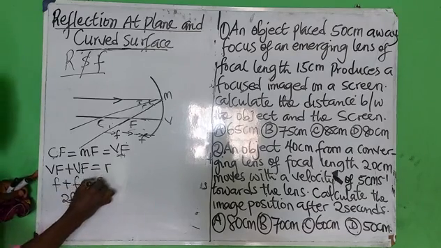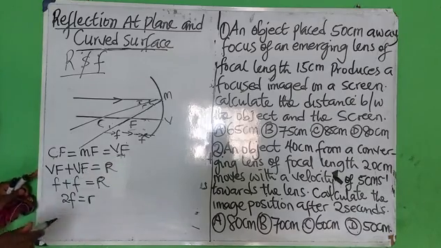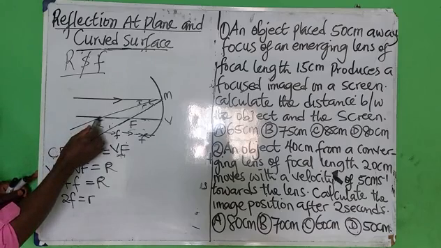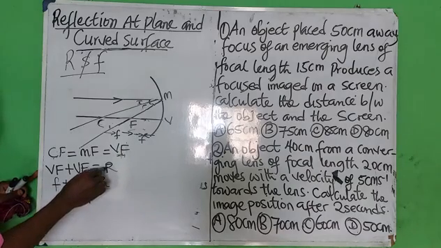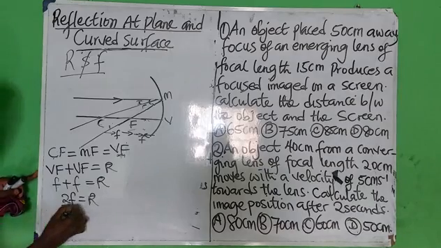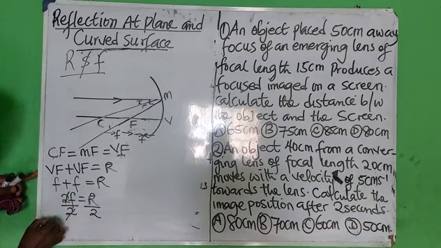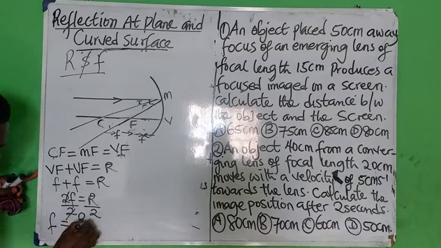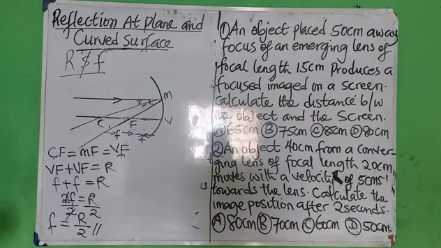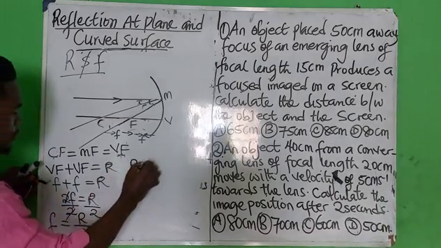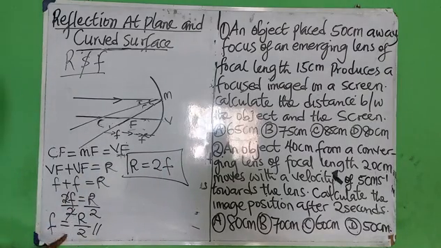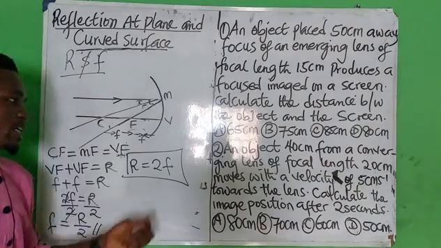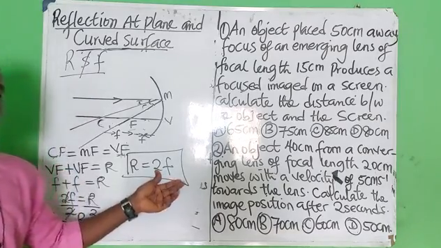And it is equal to R. Let me use big letter R for better understanding, because I told you that the distance from the center of curvature to the vertex is called the radius of curvature, big letter R. So from what I have here, I will divide both sides by 2. So focal length is equal to R over 2. Now, from what we've written, it means that the radius of curvature is twice the focal length. If I cross multiply, I'll have R equals 2F. The radius of curvature is twice that of the focal length.